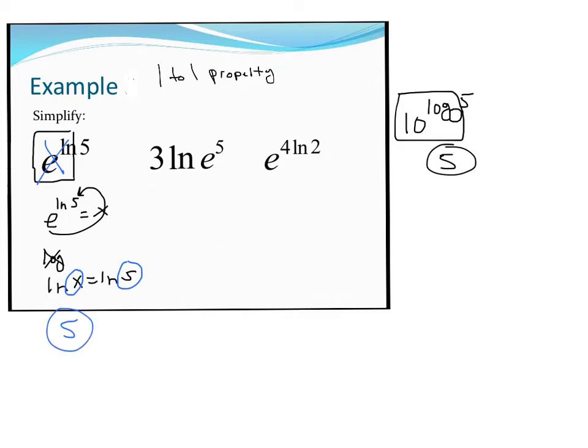Well, the quick way to do it is cross that out. We see that we have an exponent and a log that have the same base, so they're going to cancel each other out. We're left with what the log is of.